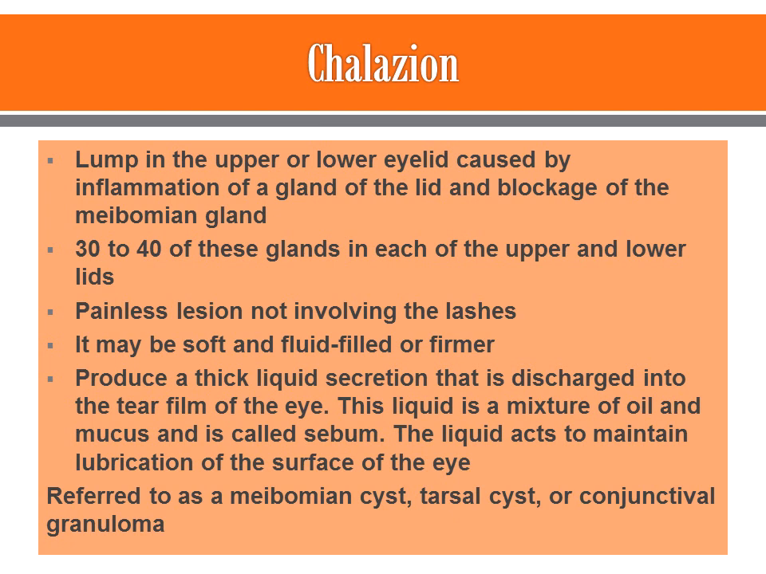The eyelid glands are called the meibomian glands, and there are about 30 to 40 of them in each of the upper and lower lids. They produce a very thick liquid secretion, and it is discharged into the tear film of the eye. This liquid is a mixture of oil and mucus called sebum, and it maintains the lubrication of the eye. The tiny openings of each of these oil or sebaceous glands are just behind the eyelashes at the lid margins, of both the upper and the lower lids.